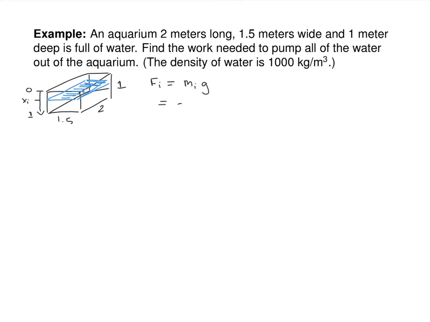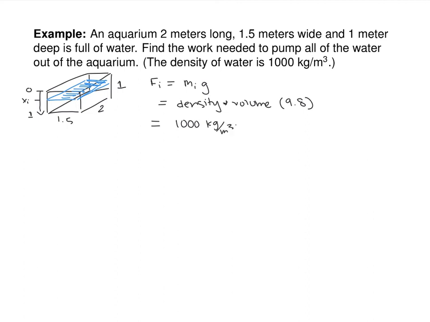And the mass will equal the density of the liquid times the volume. And the gravity here is going to be 9.8. Notice that I had to do this because I had the metric system. So the density of water is given as 1,000 kilograms per meter cubed.